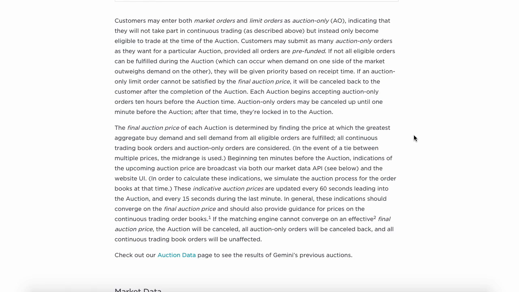And then you begin bidding on this 10 minutes before the auction begins. So that would be 3:50 to 4 o'clock Eastern is when people will be buying and selling. And then the final indicative auction price will come out at 4 o'clock Eastern.